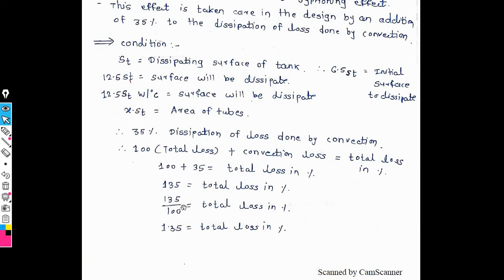This total loss in percentage is 1.35 due to convection loss, and this convection loss is multiplied with the initial surface to dissipate. That means the initial surface to dissipate is directly proportional to the total loss.